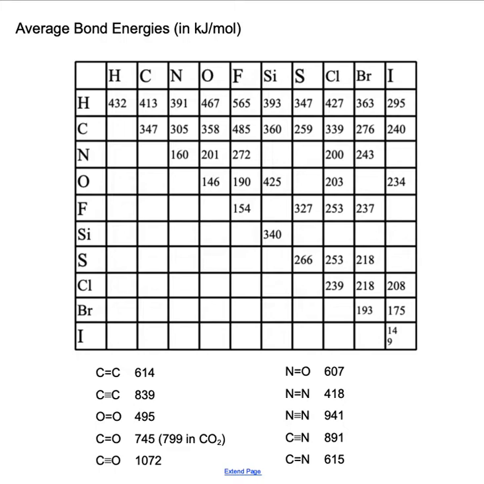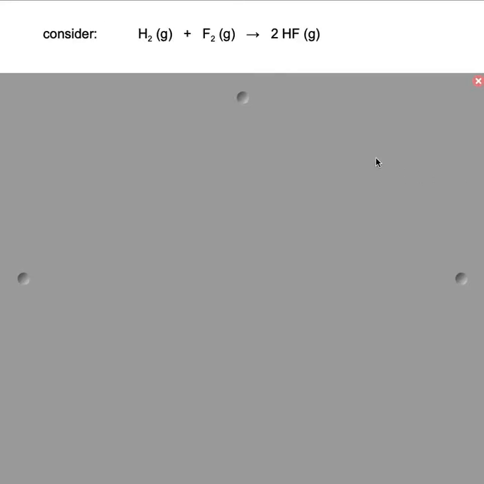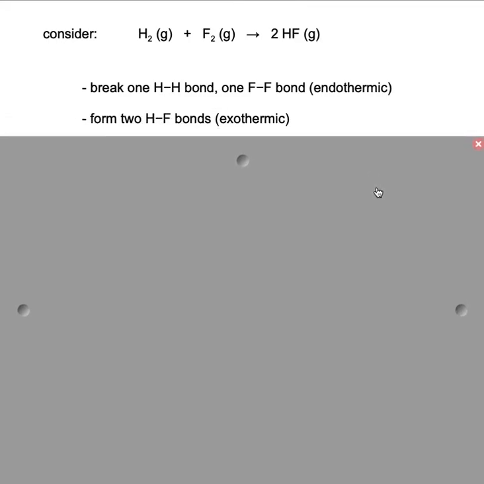So, what can we do with these? Well, let's consider the reaction of 1 mole of hydrogen gas with 1 mole of fluorine gas to form 2 moles of hydrogen fluoride gas. In this process, we are breaking 1 hydrogen-hydrogen bond and 1 fluorine-fluorine bond, each of which is an endothermic process. And we are forming 2 hydrogen-fluorine bonds, which is an exothermic process.